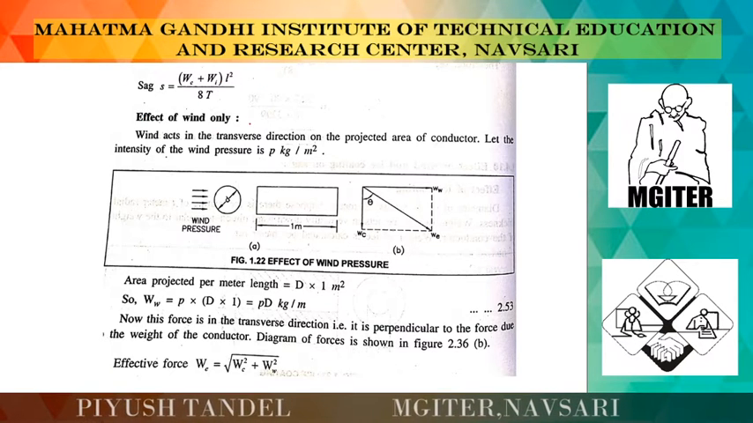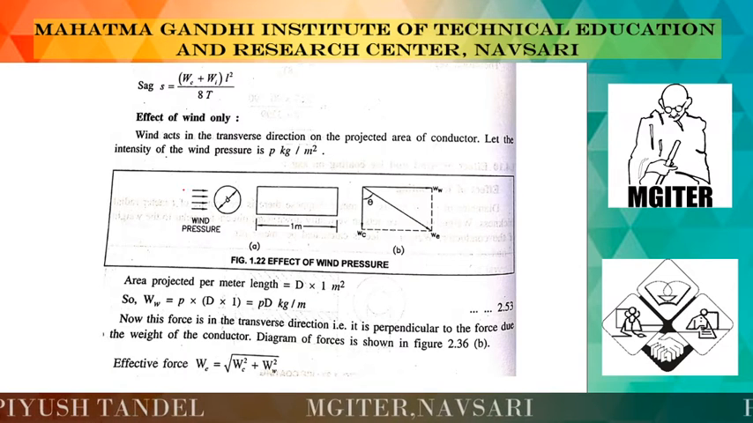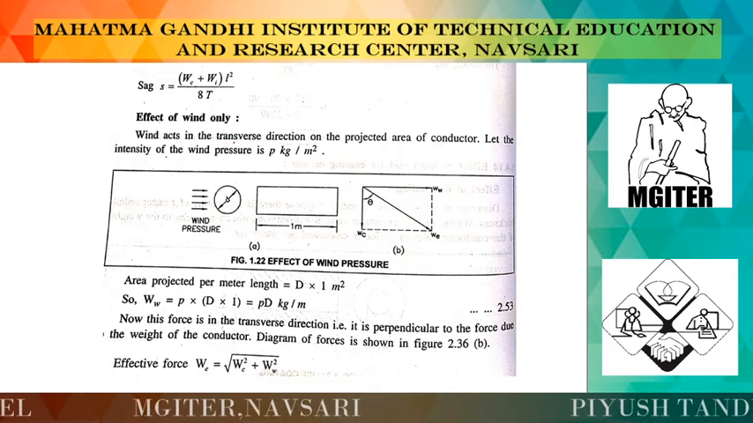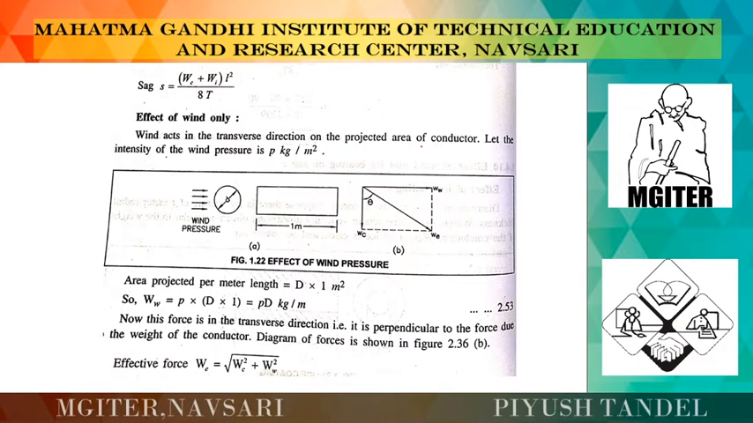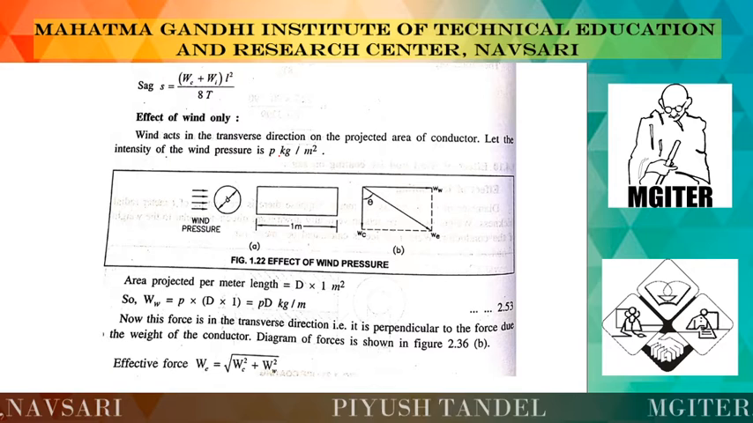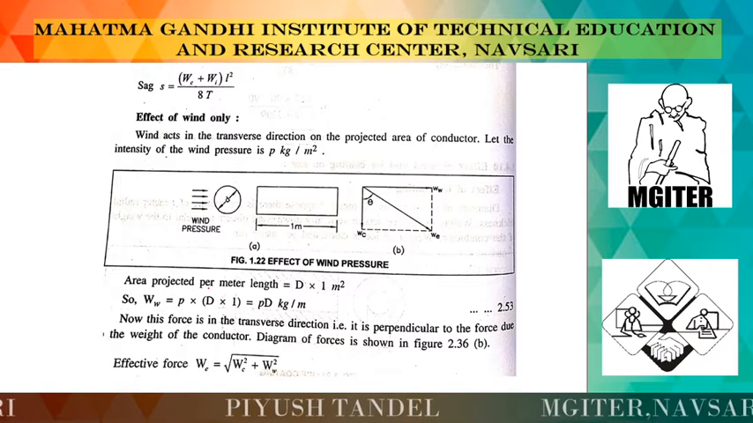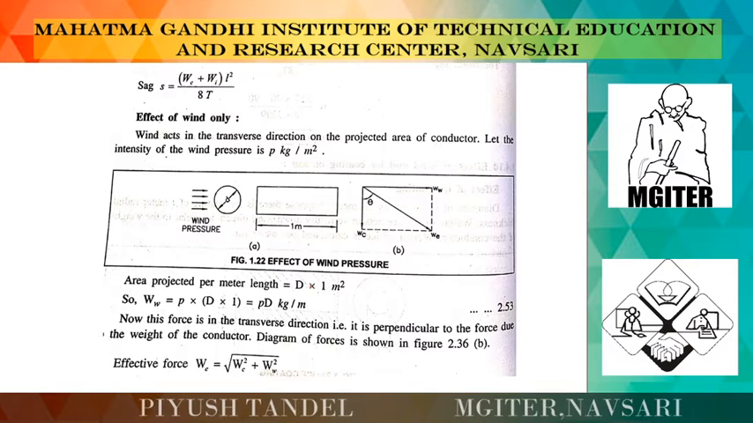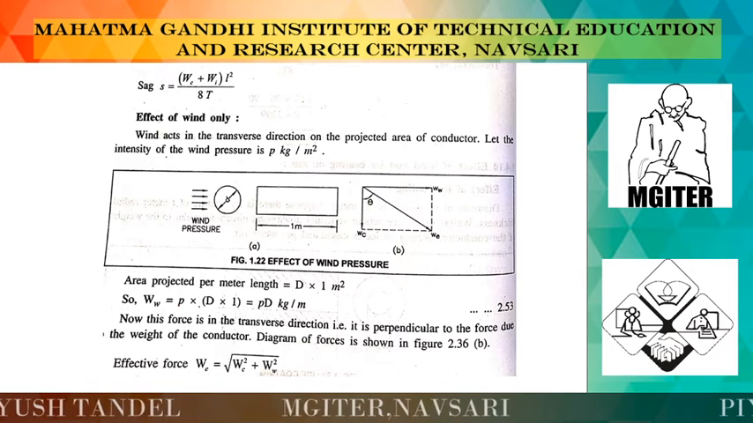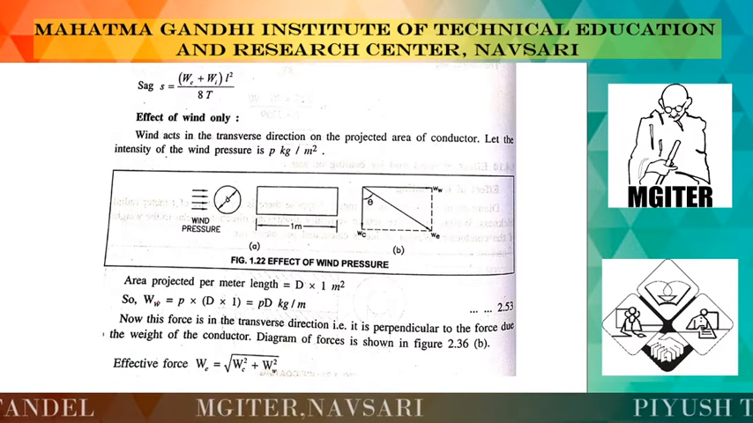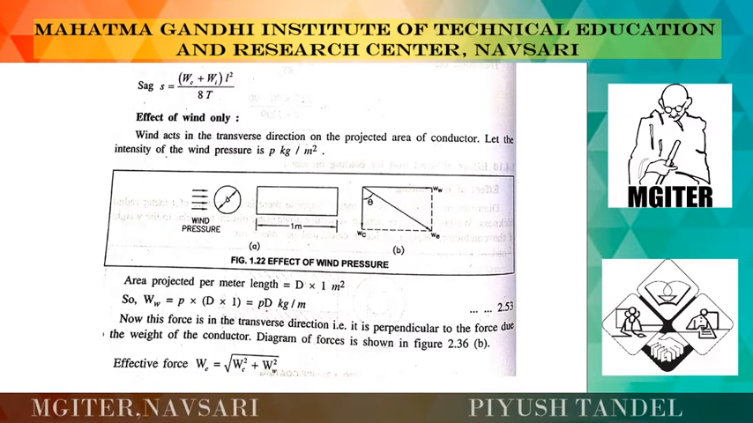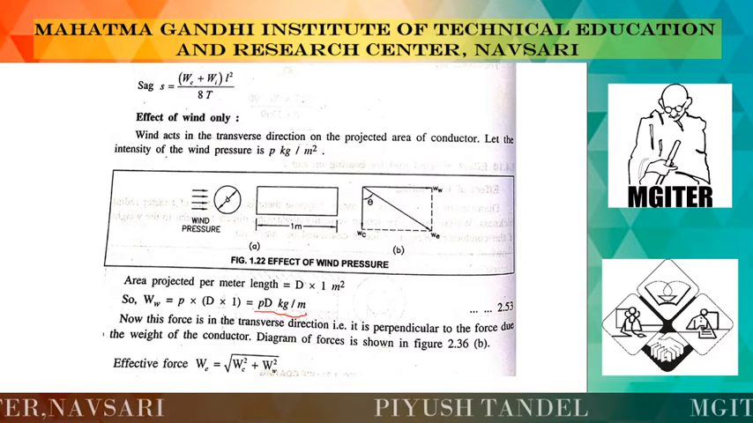Now the effect of wind only. Whenever we are talking about the wind, this is our conductor and the wind is going in the transverse direction. So wind acts in the transverse direction on the projected area of that conductor. Let the intensity of the wind pressure be p kg per meter square. The area projected per meter length is d, the diameter, into 1 meter square. Now Ww, called the weight of wind effect, is equal to p into d into 1, that is p into d kg per meter. So this is the equation for wind pressure.